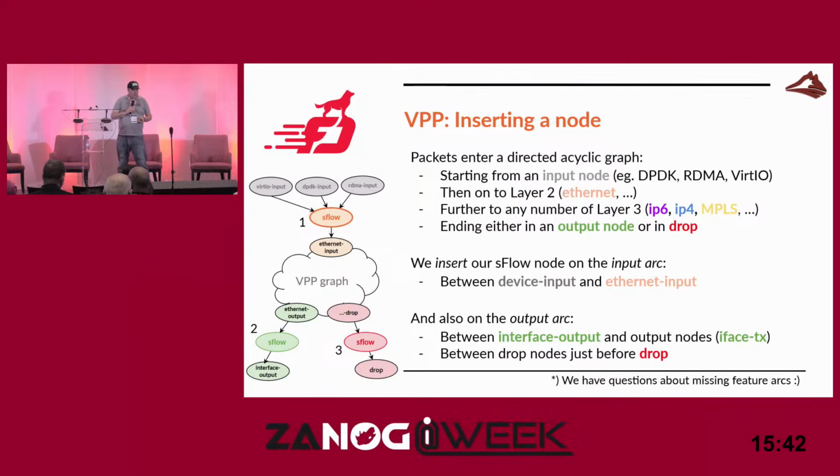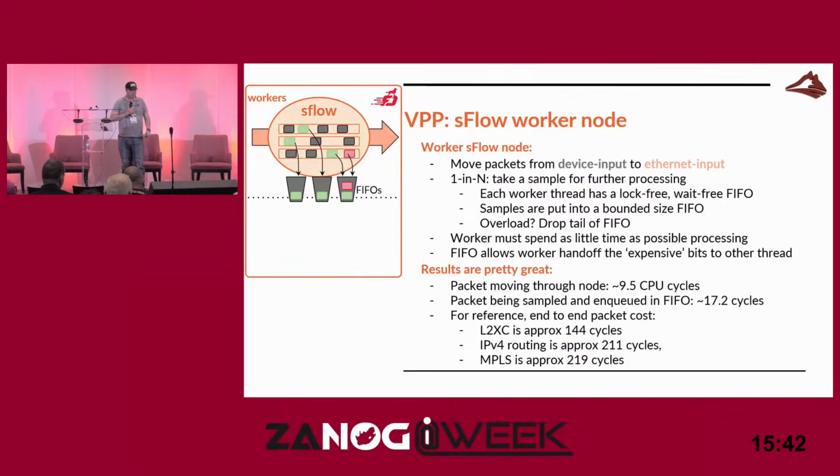And so we also want to do this on the egress path. When we're ready to marshal the packet out, the green one at the bottom left there inserts between Ethernet output and interface output. And if we were to drop a packet, we insert it just before the ultimate drop where it gets bit bucketed by VPP. So there are 3 places where we insert one of these nodes. But they all kind of do the same thing.